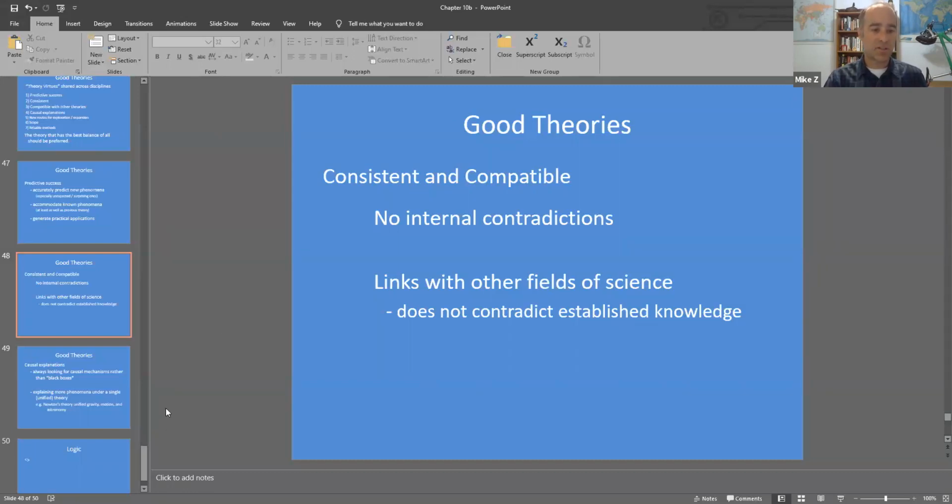And this is especially true if what's being contradicted is something fundamental, right? So my new theory of psychology, let's say, violates basic physics. Well, then chances are my new theory in psychology is the thing that's wrong.